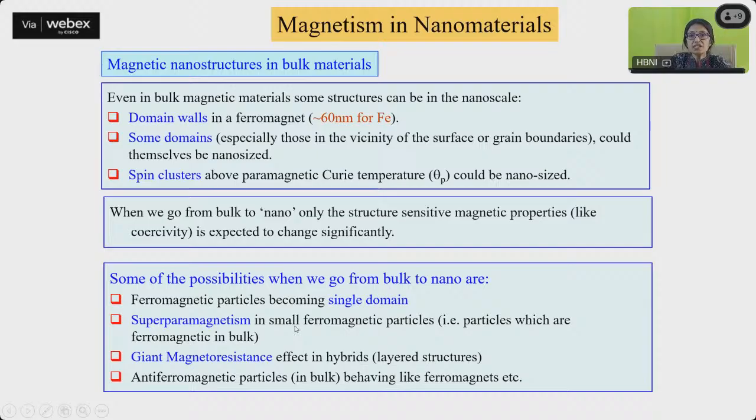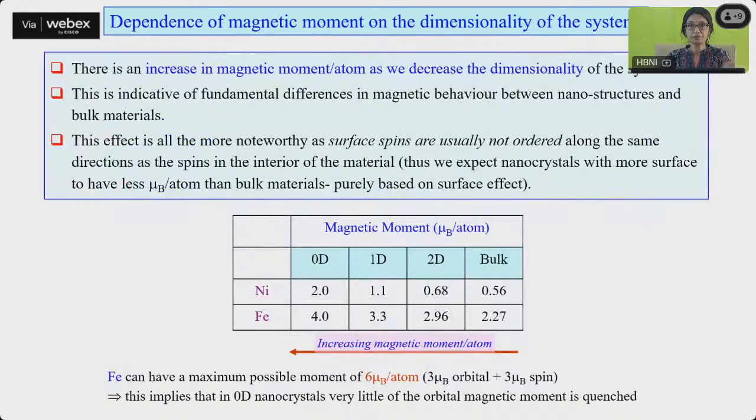And some of the possibilities which can be there when we are moving from a bulk material to a nanomaterial, when the material is the same: the ferromagnetic particles can become single domain. Then you will see superparamagnetism in very small ferromagnetic particles. You can have giant magnetoresistance effect in hybrids, which is in layered structures. And then you can have antiferromagnetic particles in bulk, which will behave like ferromagnets. So all these different things are possible when you are moving from a bulk material to a nanomaterial.